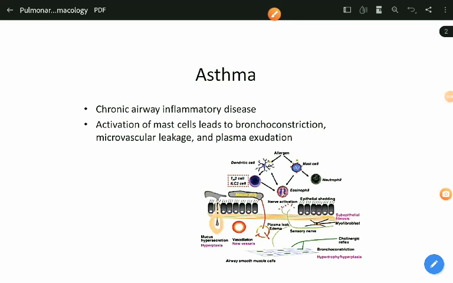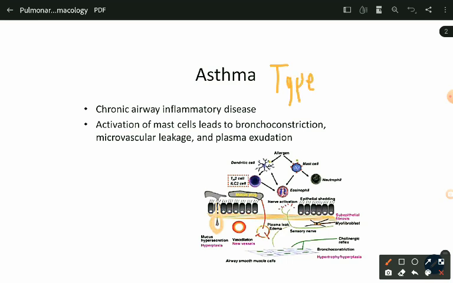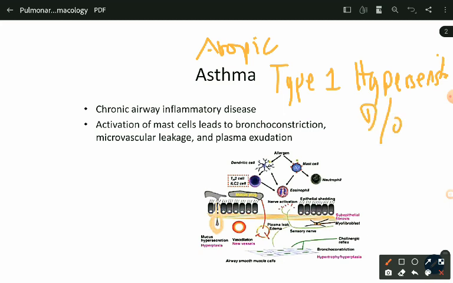We'll talk about asthma, especially asthma in children. As we know, asthma is a type 1 hypersensitivity disorder, if this is a topic. Again, this is type 1 hypersensitivity disorder.